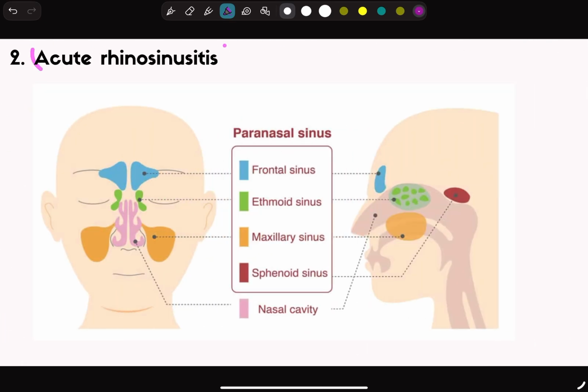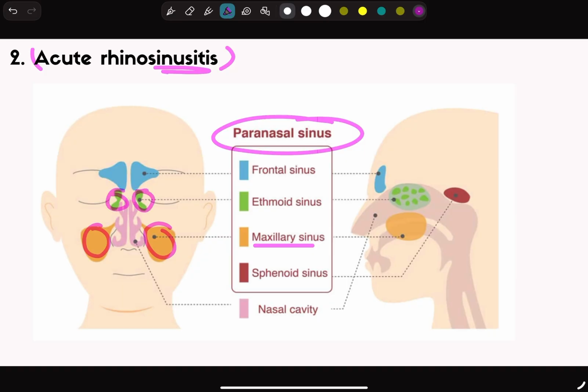For acute rhinosinusitis, let's talk about the sinuses that we've got. We've got 5 sinuses. We have the maxillary, we have the ethmoid, we have the frontal, and then we have the sphenoid. So we have 5 sinuses.